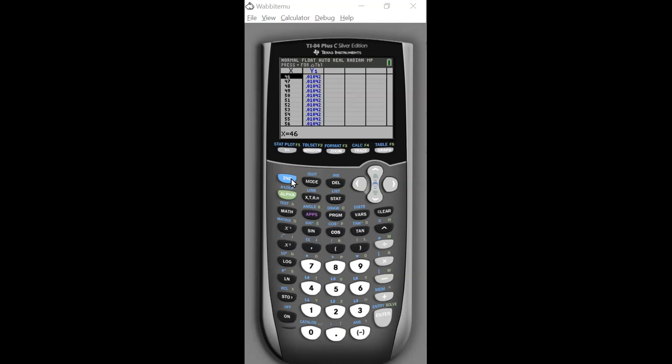Sorry, I forgot about this change I need to make. When I want to start from a smaller value of x, you see currently it's at 46 and I can't change it too much already. And I want to go a bit smaller. I can press second table set. And from here, table start, I can change the value to something smaller. Let's say I start from 10. Then I press second table. The table will start from 10.